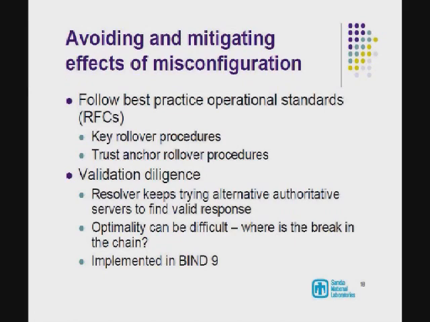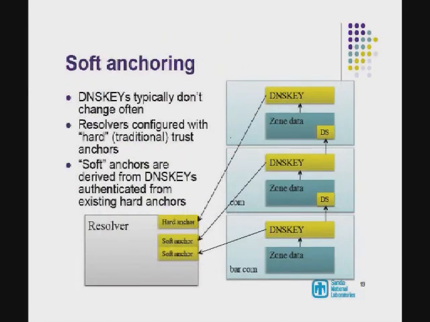Okay, so one other idea that we've come up with to mitigate some of this misconfiguration is an idea we call soft anchoring. The principle behind it is that DNS keys typically don't change too often. Maybe your ZSK rollovers are happening perhaps monthly, KSK rollovers maybe yearly, something like that. But they're not changing too often. So if we take resolvers and the trust anchors that they typically use, which we refer to as a hard anchor, from that hard anchor we derive what we call soft anchors, and those are DNS keys further down in the ancestry that are authenticated from existing hard anchors using the chain of trust.